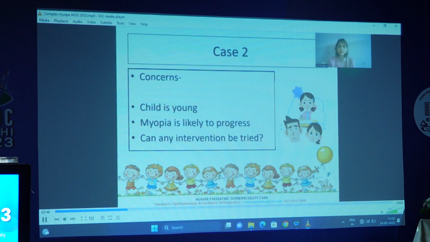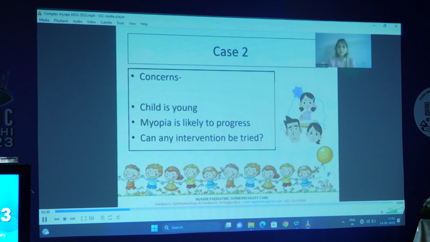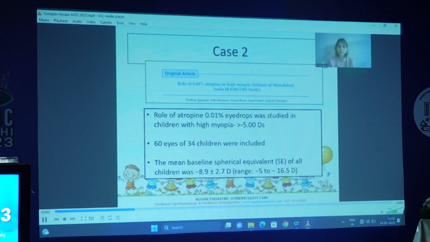Now, the parental concern was that the child is so young, the myopia is likely to progress, and can any intervention be tried to reduce the progression? So we obviously try to look up the literature to see if something can be done. Say 3 to 4 years back, we were not doing any pharmacological intervention in the form of atropine drops to try and reduce the progression. However, this study has probably changed things in that context.